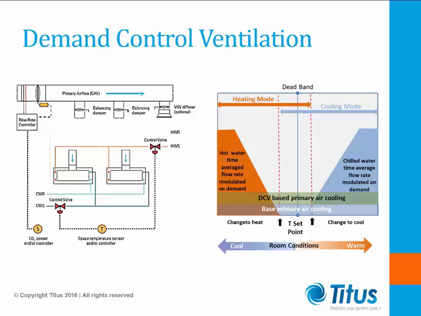During unoccupied periods, the CO2 sensor will shut off the supplementary air valve. It may even reduce the primary airflow to the beam as well.